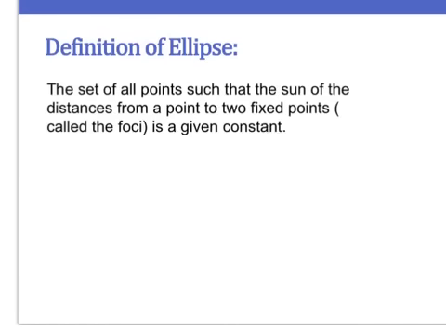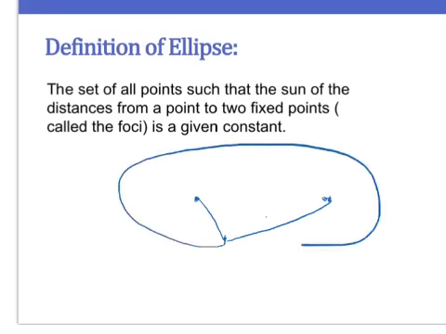Now, if we look at this visually and say that we have a focus here and a focus here, basically it's saying if we have decided that the sum of the distance between this and any other point, let's say distance 1 plus distance 2 equals a number, that is the set of all points that makes that distance true. And then when you run it around like that, it makes an ellipse.